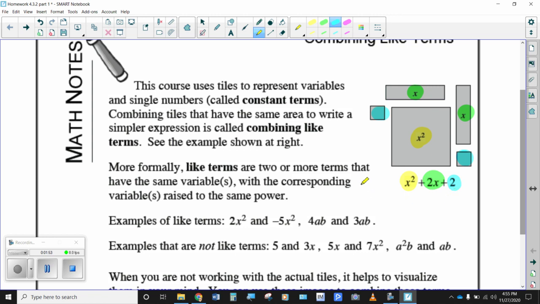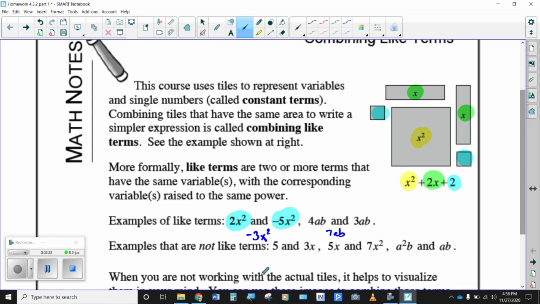So the like terms are always the terms that have the exact same variable raised to the exact same power, okay? So if you take these 2 terms and you combine them, 2x squared and negative 5x squared, you're going to take the 2 and the negative 5 and you're going to add them together. And so the total sum of those 2 becomes negative 3x squared. And here you got 4 ABs and 3 ABs to make a total of 7 ABs.